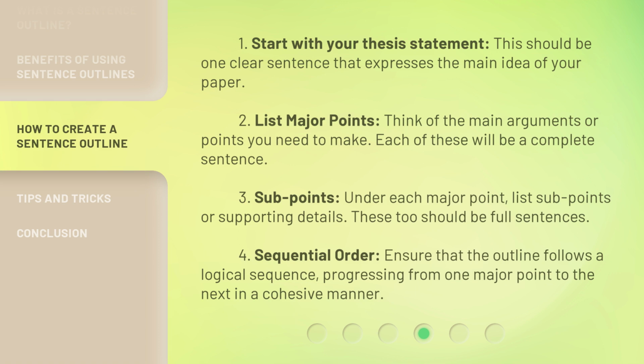1. Start with your thesis statement. This should be one clear sentence that expresses the main idea of your paper. 2. List major points. Think of the main arguments or points you need to make. Each of these will be a complete sentence.